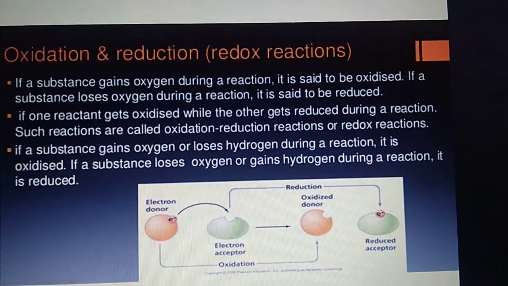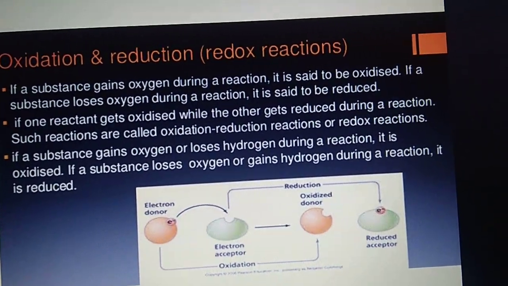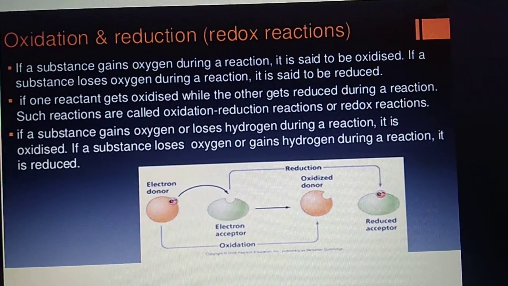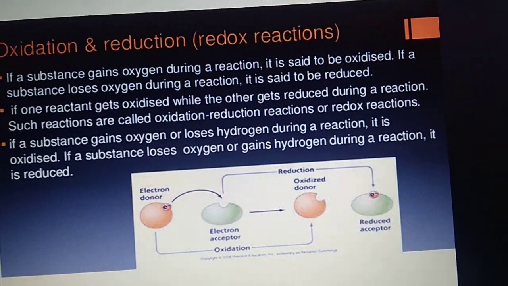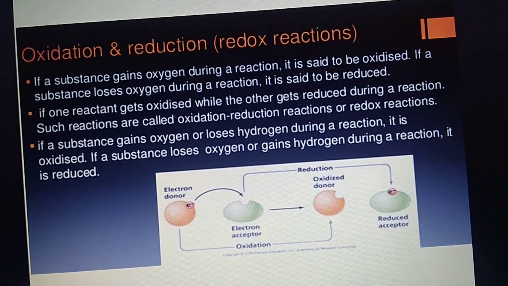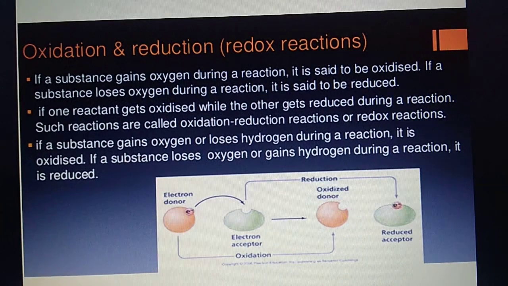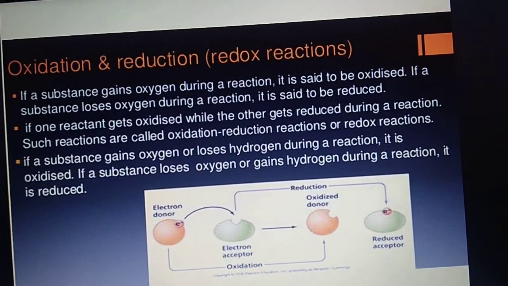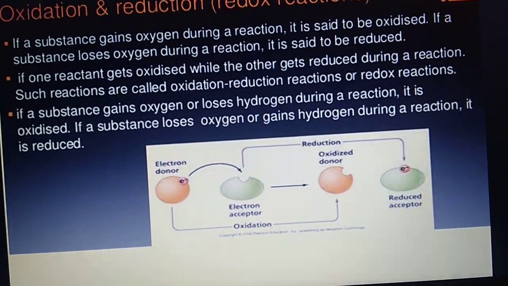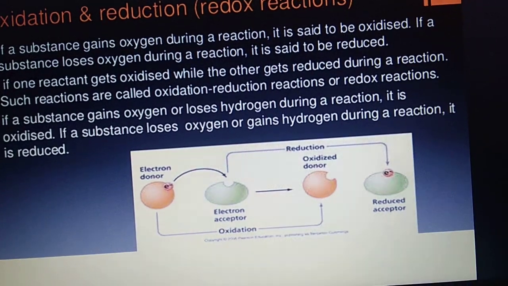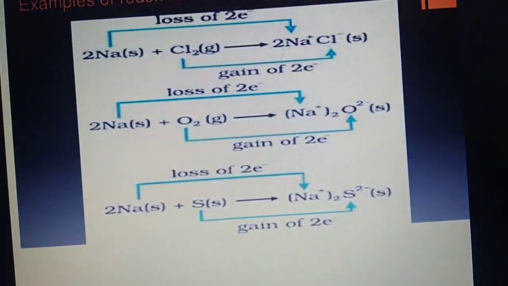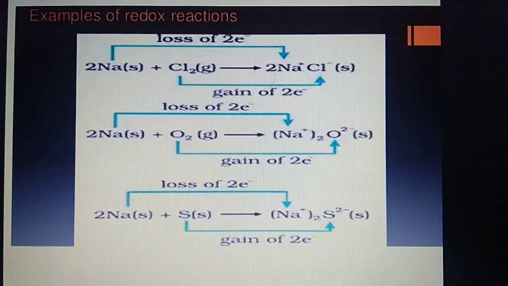What are redox reactions? Oxidation and reduction together are called redox reactions. If a substance gains oxygen, it is said to be oxidized, and if a substance loses oxygen, it is said to be reduced. So if one reactant gets oxidized while the other gets reduced during a reaction, such reactions are called oxidation-reduction reactions, or redox reactions. This is an example of a redox reaction: electron donor, electron acceptor. That is called oxidation, whereas oxidized donor, reduced acceptor is called reduction. Here are some examples of a redox reaction.